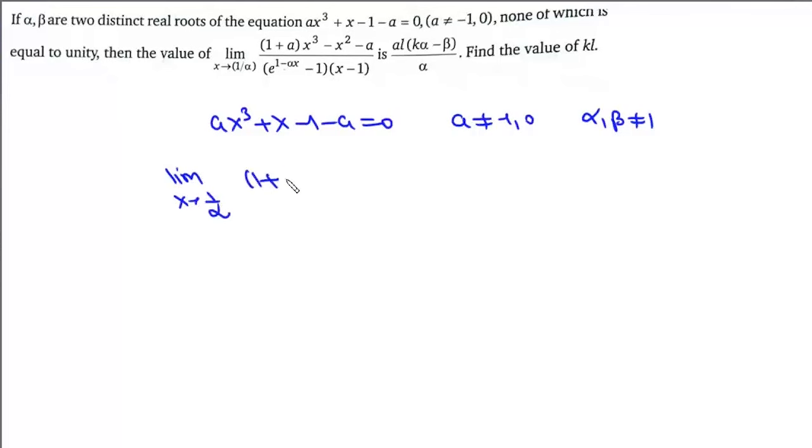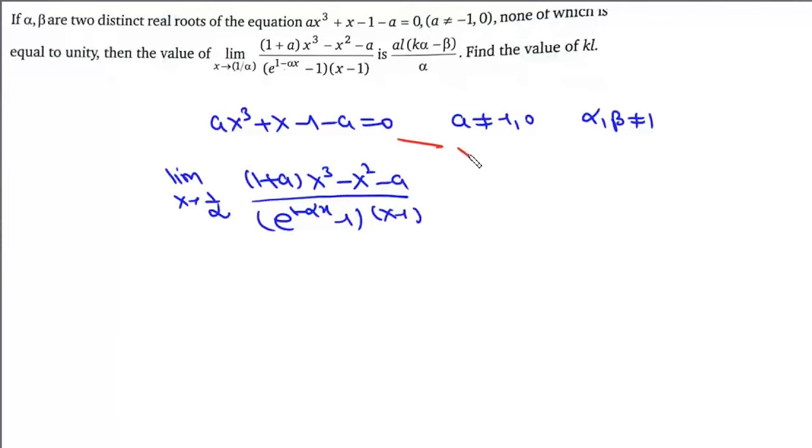Now here the question is, if alpha and beta are two distinct real roots of this equation, a x cubed plus x minus 1 minus a equals 0, where a is unequal to minus 1 or 0, and alpha and beta are unequal to 1, then we need to find the value of this limit. Limit x tends to 1 by alpha of (1 plus a x cubed minus x square minus a) upon (e to the power 1 minus alpha x, minus 1) into (x minus 1).